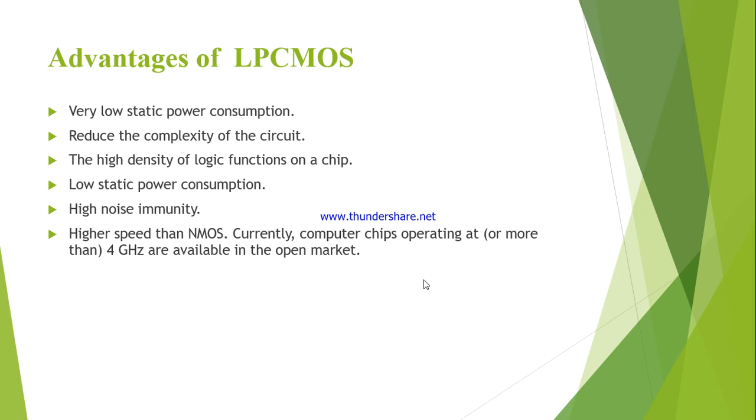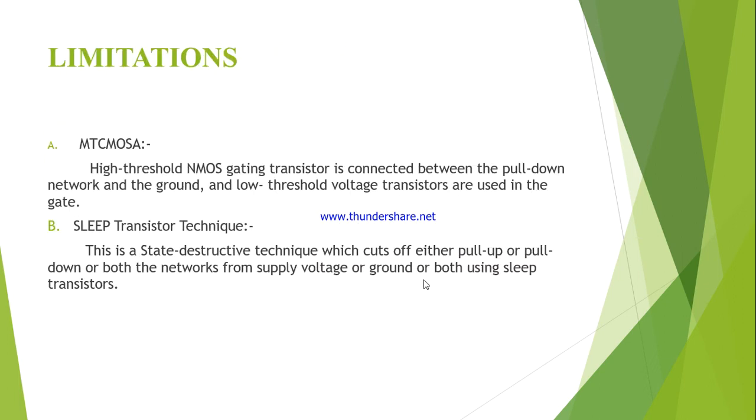Then another point is advantages of LPC CMOS. The first advantage is very low static power consumption. The second advantage is reduction in the complexity of the circuit. The third advantage is the high density of logic functions on a chip. And the last main advantage is the high speed compared to NMOS. Currently computing chips operating at 4 GHz are available in the open market. Then another slide is explained by Akanksha.